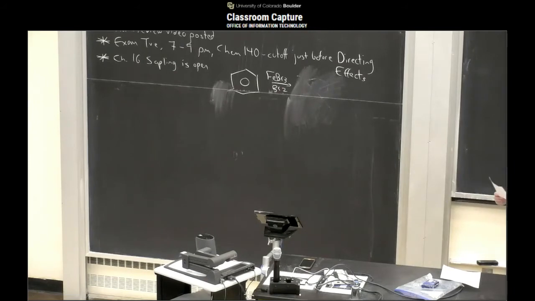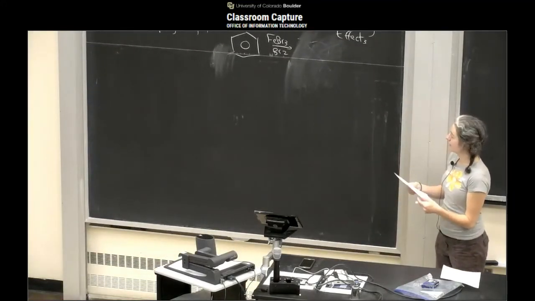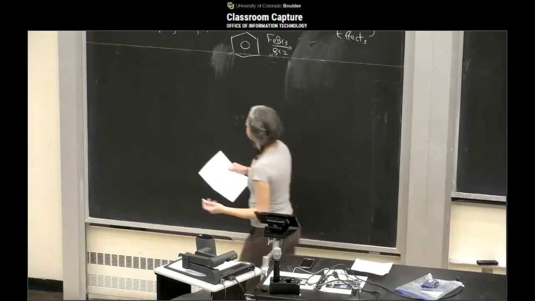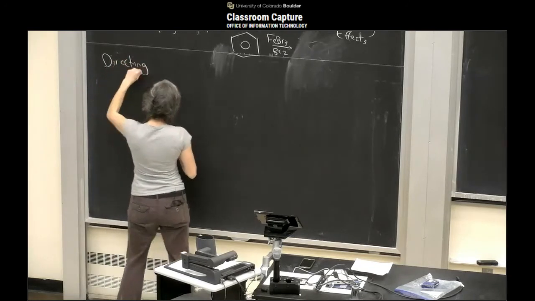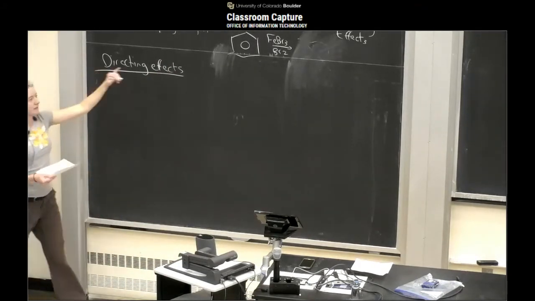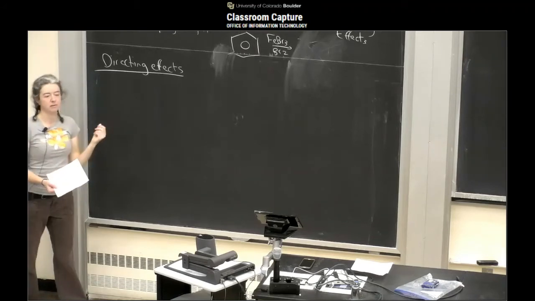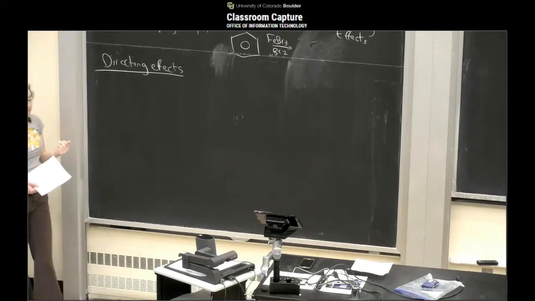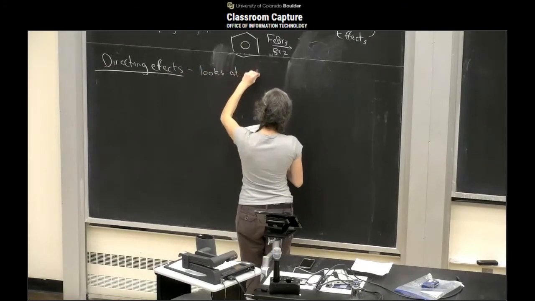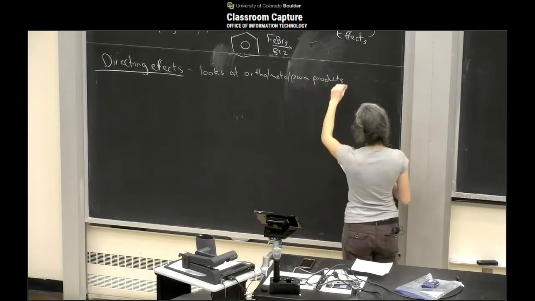Okay, so that said, last time we started getting a little bit into directing effects, so that's what we're going to try getting through all of today. So directing effects. That's what we're looking at, this sort of reaction where we've got an aromatic ring, we're adding stuff to it by an EAS reaction, any one of them that we've covered. But since we have something on the ring to begin with, now we have to worry about ortho versus meta versus para. So ortho versus meta versus para products for disubstituted rings.